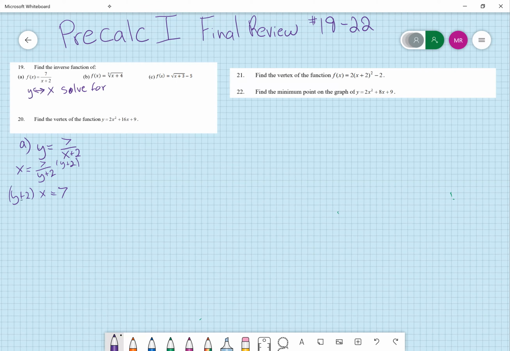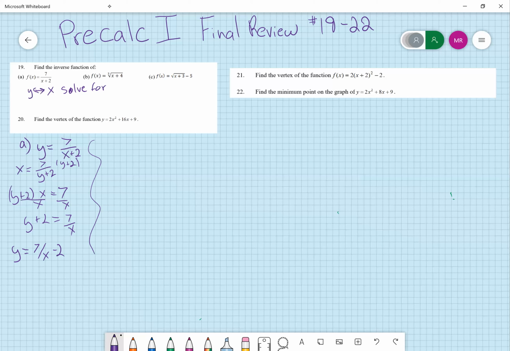Then we divide each side by x. We're left with y plus 2 equals 7 over x. To solve for y, we just subtract 2 from each side, so that gives us y equals 7 over x minus 2. And there we go.